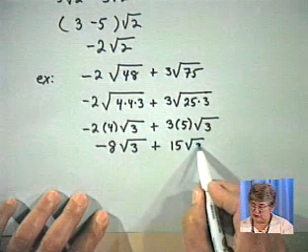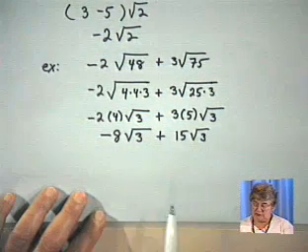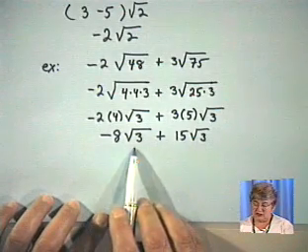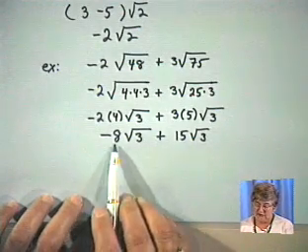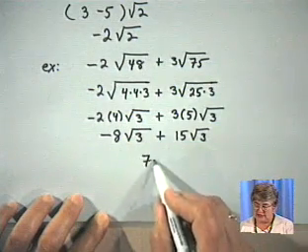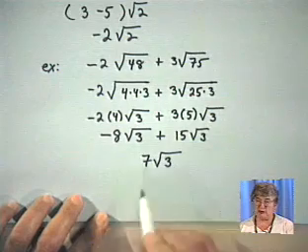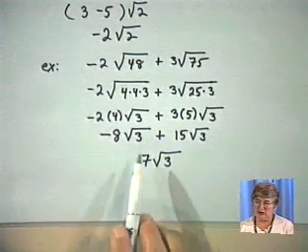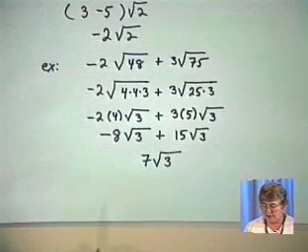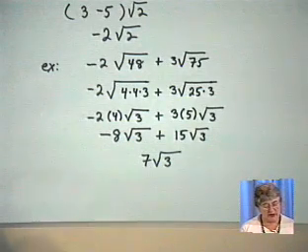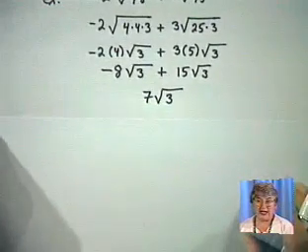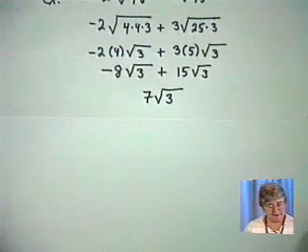And once again, we've got like terms, they're terms that contain the same radical, the square root of 3. So if we have minus 8 of these and plus 15 of these, we really have 7 of these, 7 times the square root of 3. And again, remember, all that I'm saying is just a shortcut to the distributive property. But we have to have the same radical to the same index in order for us to have like terms and to be able to combine them.